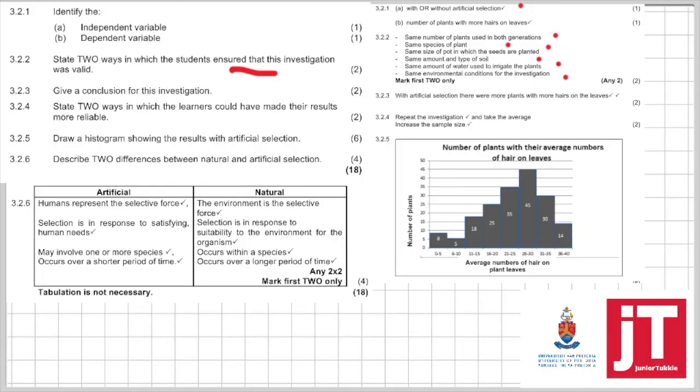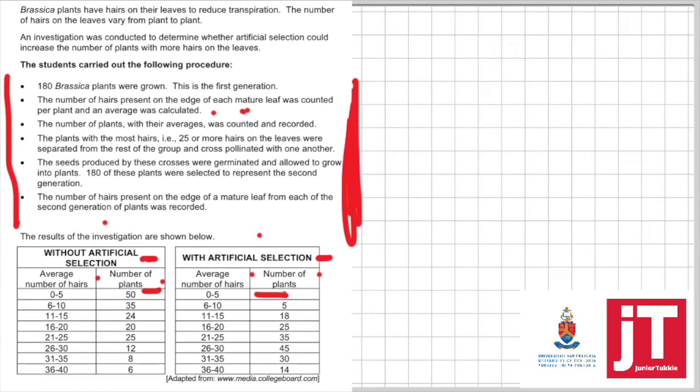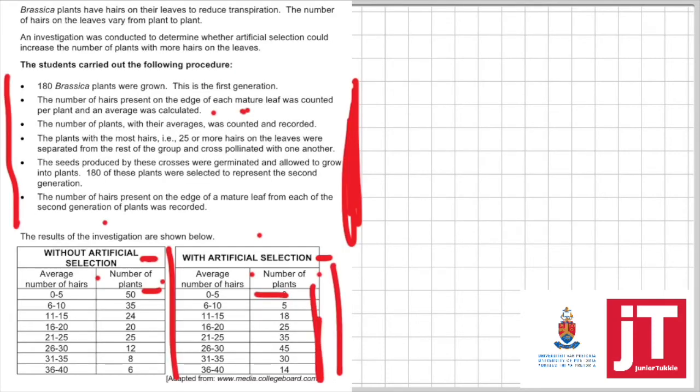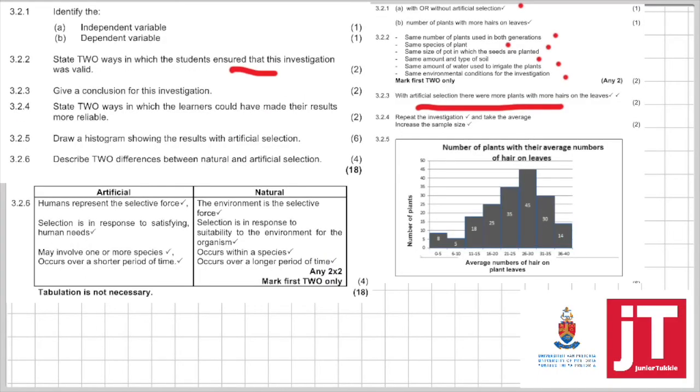Give a conclusion for this investigation. So here you go to your results, and then from here you write a conclusion. So with artificial selection, there are more plants with more hairs on the leaves. Can you see here? There are more hairs. There are more plants with more hairs on leaves, right? Okay, make sure you have everything included because that's quite difficult. You have to include everything from the table.